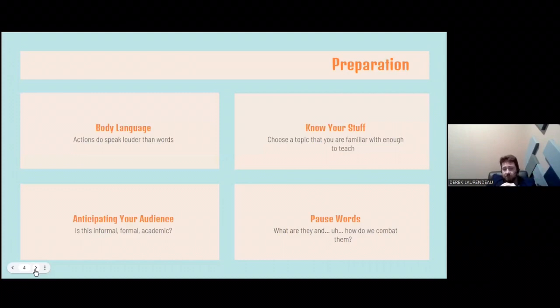Anticipating your audience. Is this informal, formal, or an academic setting? You need to be able to kind of identify your audience.